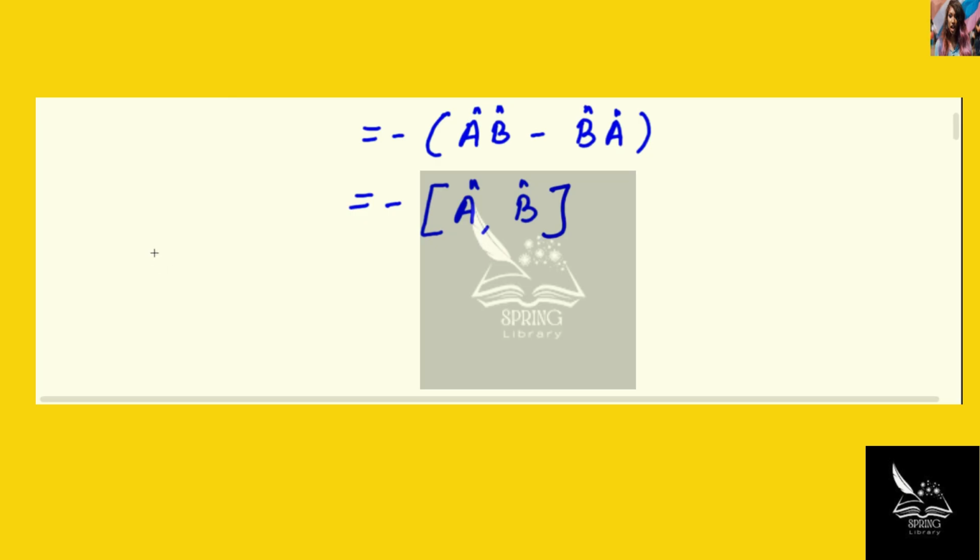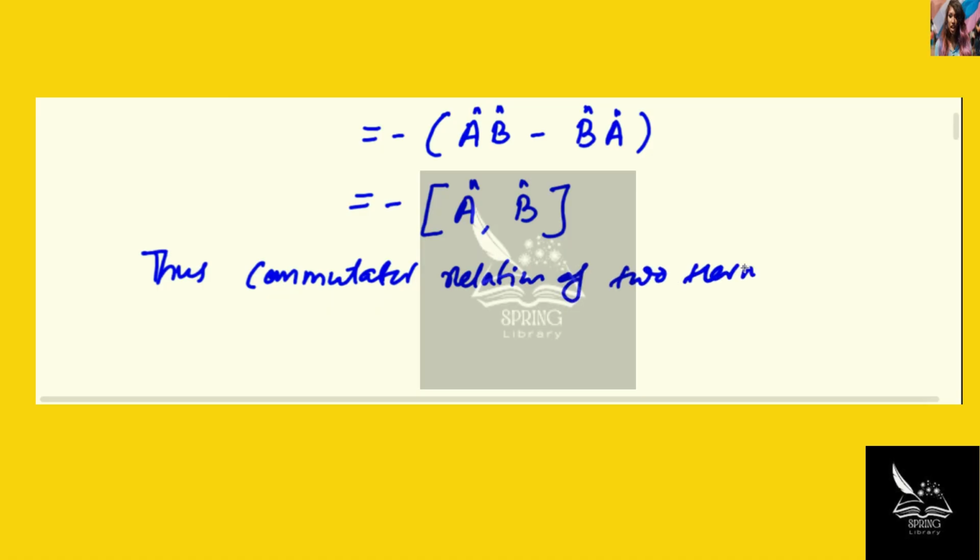Thus the commutator relation of two Hermitian operators is skew Hermitian or anti-Hermitian.